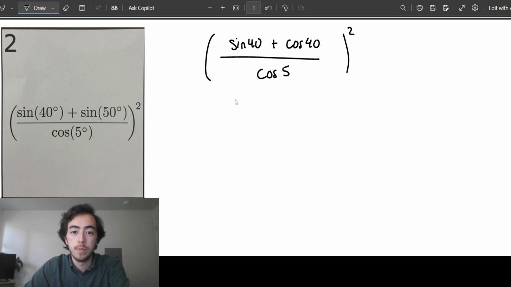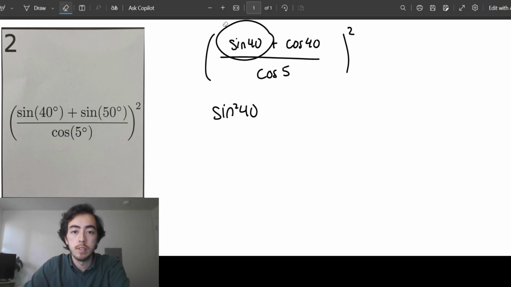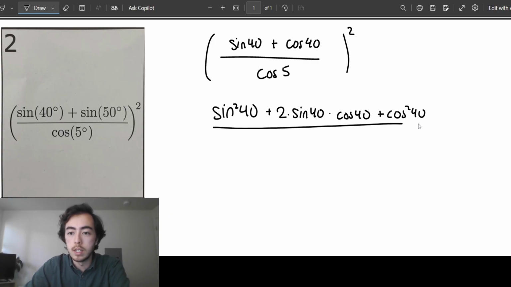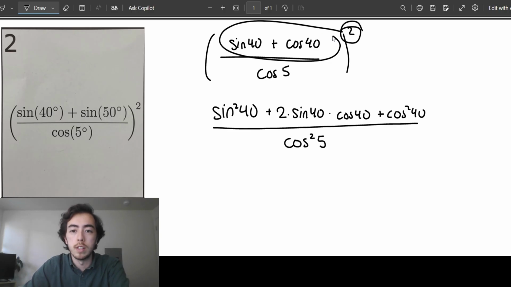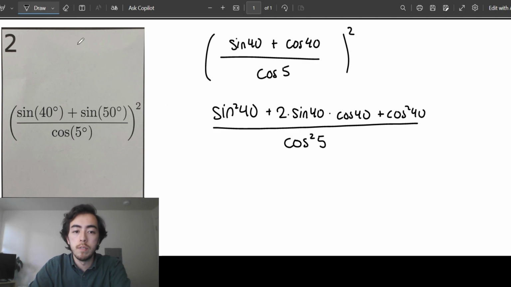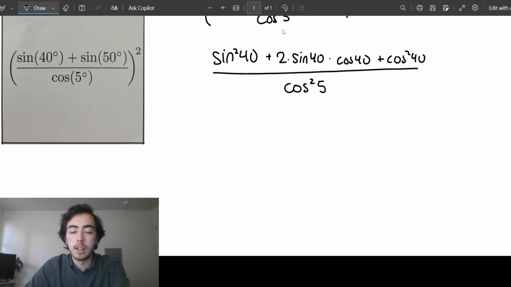Let's expand that square. So we are going to get sine squared of 40, I'm doing this times itself. Then I do need twice this product right here. So 2 times sine of 40 times cosine of 40. And then finally, we get the last times itself. So plus cosine squared of 40. And the denominator, let's just call that cosine squared of 5, because the square can apply to the numerator and the denominator separately. So going off of that Pythagorean identity, I know that sine squared of 40 plus cosine squared of 40 is just going to be 1.